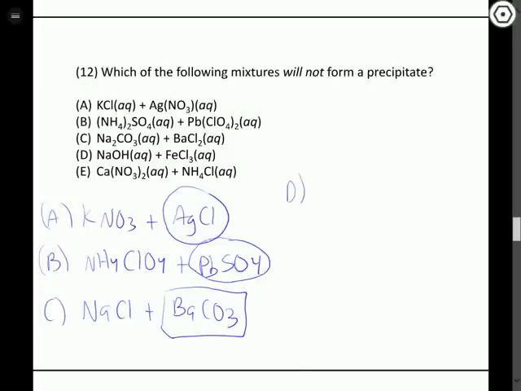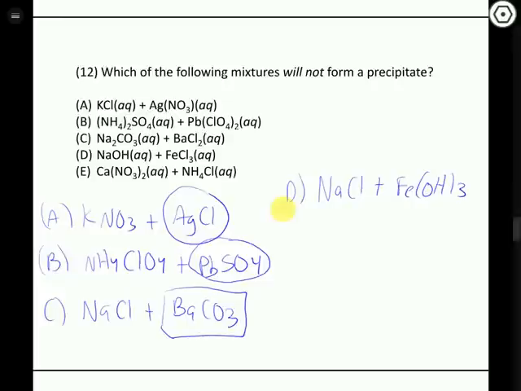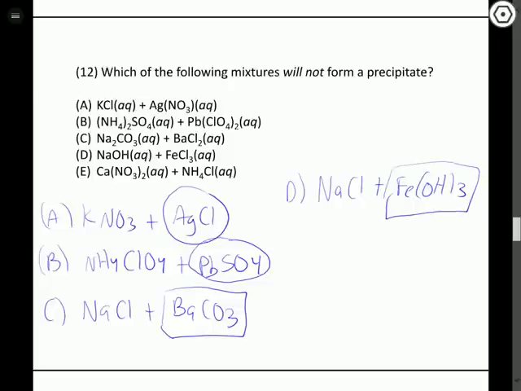Okay, and then the choice D, NaOH plus iron 3 chloride. So the two possible products are, again, NaCl, which is soluble, and then iron is going to pair with hydroxides. And we remember that except for group 1A and 2A, hydroxides are insoluble. So this iron hydroxide will precipitate from this mixture. So far A through D form a precipitate, which means if there is a correct answer, it's got to be E. Let's verify that. So in choice E, we have calcium nitrate and ammonium chloride.